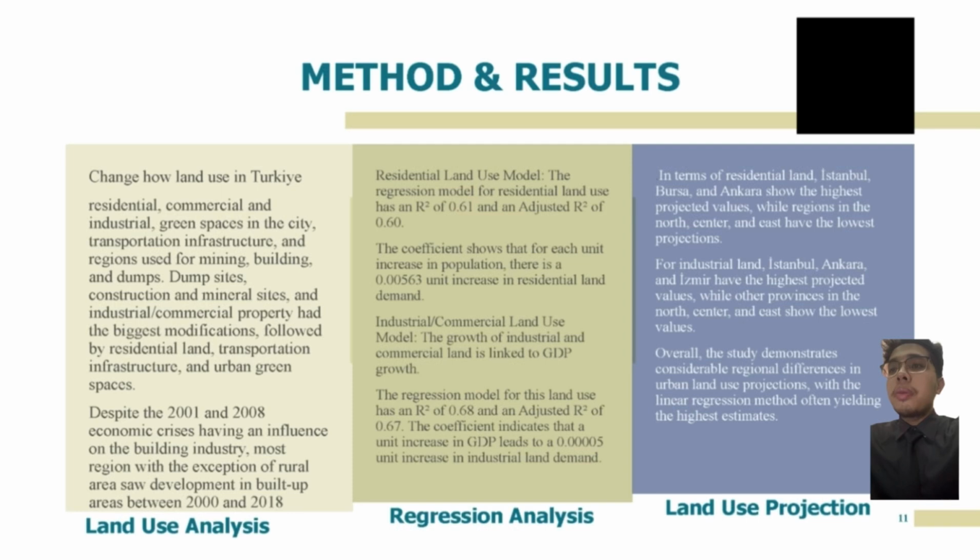Now, moving to the methods and the results from the real case study. The methods used are land use analysis, regression analysis, and land use projection. The land use analysis results show how land use in Turkey changed, covering residential, commercial, industrial, green spaces in the city, transportation infrastructure, regions used for mining, building and dump site construction, and mineral sites. Industrial and commercial property had the biggest modification, followed by residential land, transportation infrastructure, and urban green spaces.